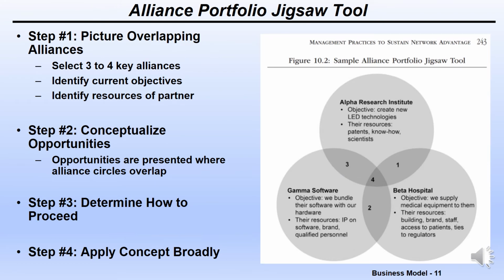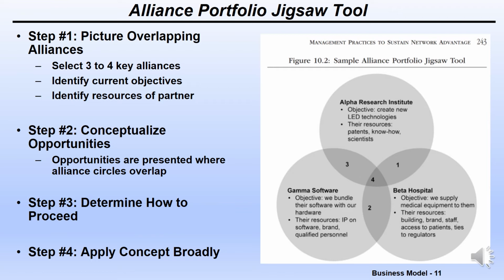The Alliance Portfolio Jigsaw tool is a 4-step tool that can be used to gain second-degree network advantages. Step 1 is to picture overlapping alliances by selecting 3 or 4 key alliances, identifying your firm's current objectives for working with these partners, and also identifying the resources each partner currently has.